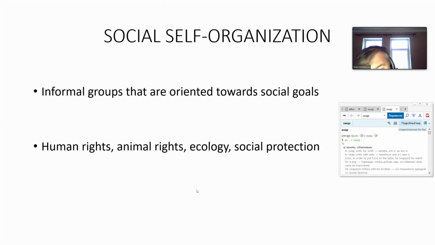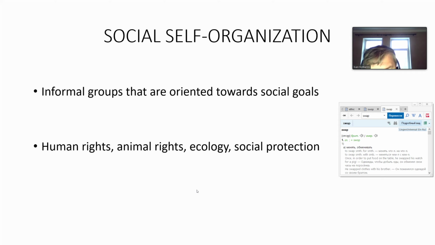Now, social self-organization. Ladies and gentlemen, it's very similar to the customer self-organization, but in this case, we discuss social goals. So informal groups that are oriented towards social goals. What are they? Human rights. Well, why not? So in this case, for example, there is protection against domestic violence.